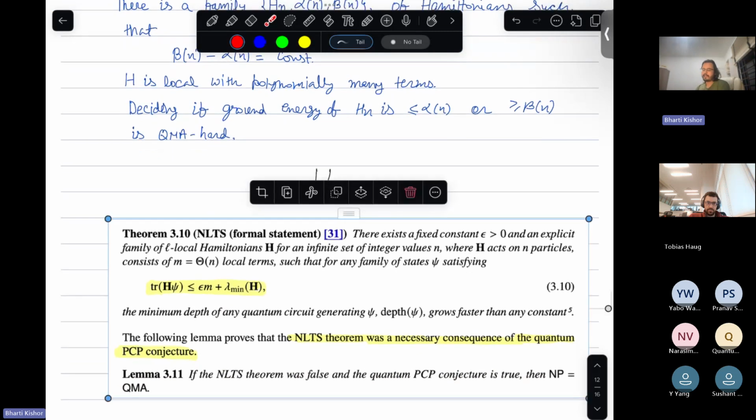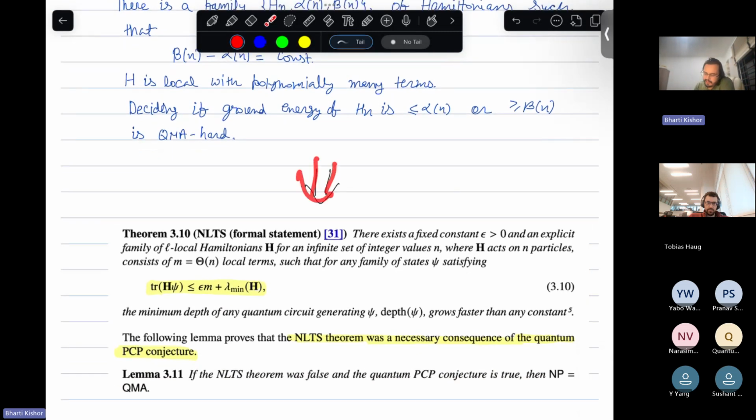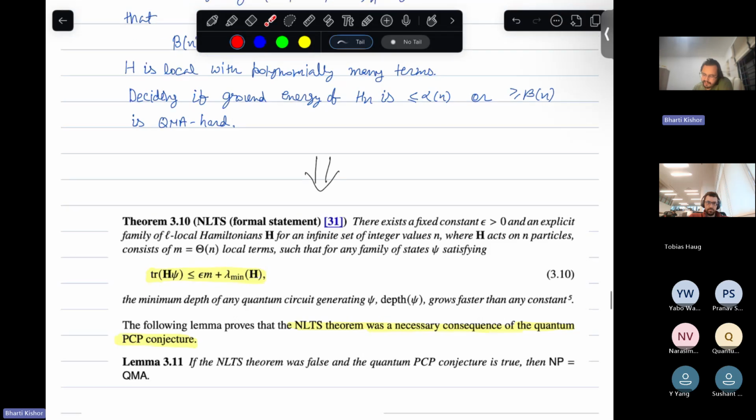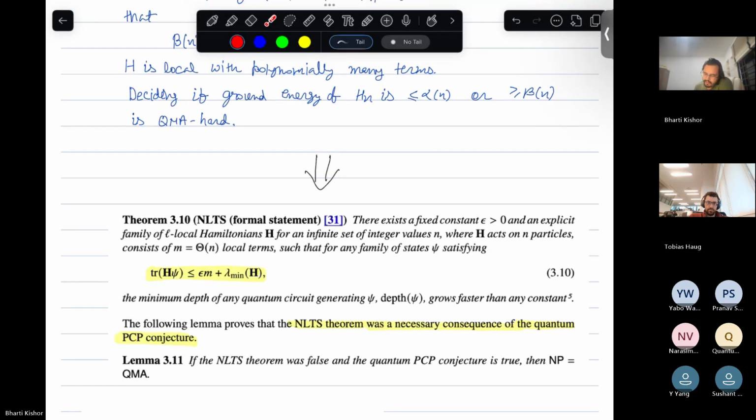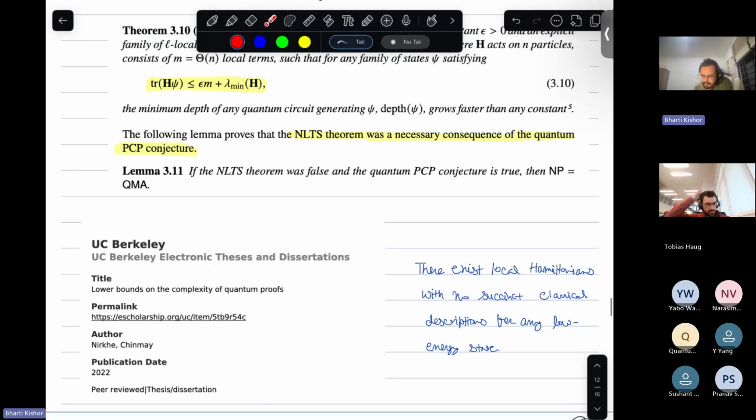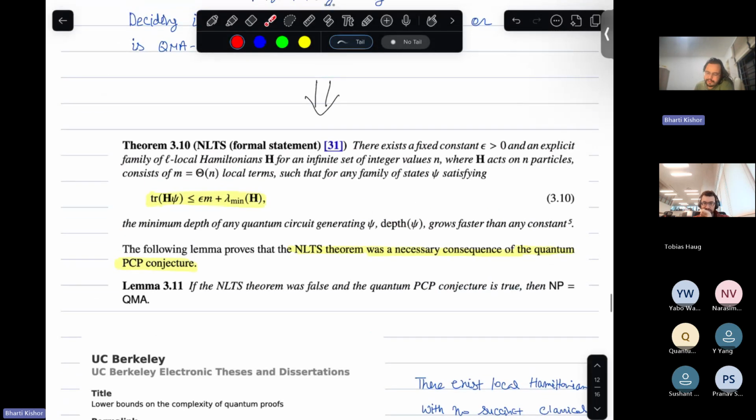But it implies something which is called NLTS. So NLTS, basically, what it says. I mean, there is something else that maybe I should talk about later. This is the NLTS theorem because people managed to prove it, and maybe once I mention what they did, it's better to understand that.